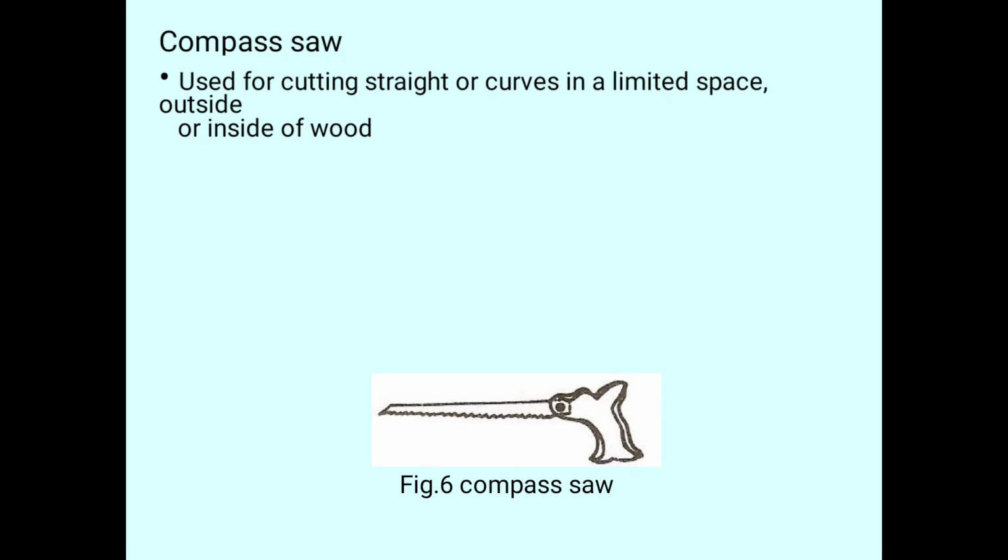This compass saw is used for cutting straight lines or curves in a limited space. It is used for cutting straight or curves within the limited space, so outside or inside the woodwork. Whichever it may be, either inside or outside the woodwork, we can cut the straight or curves.